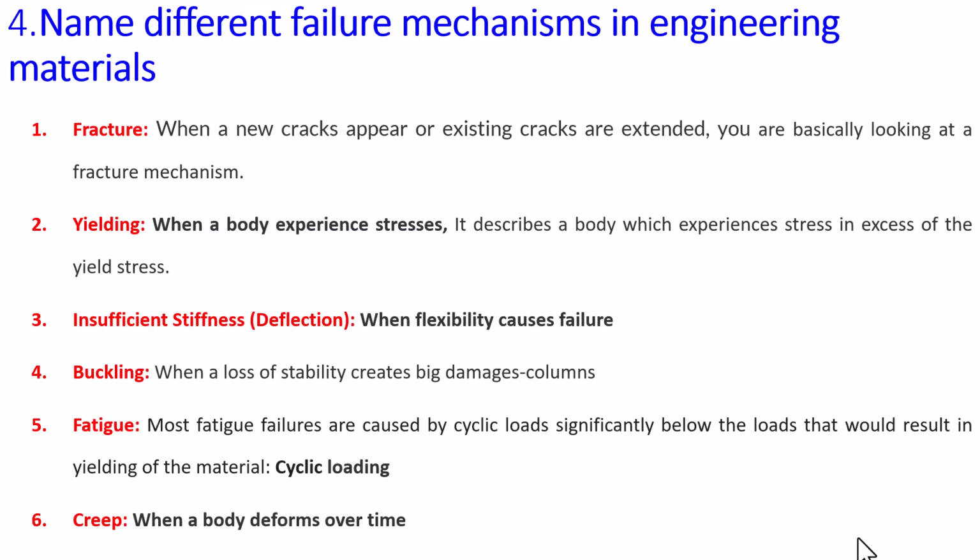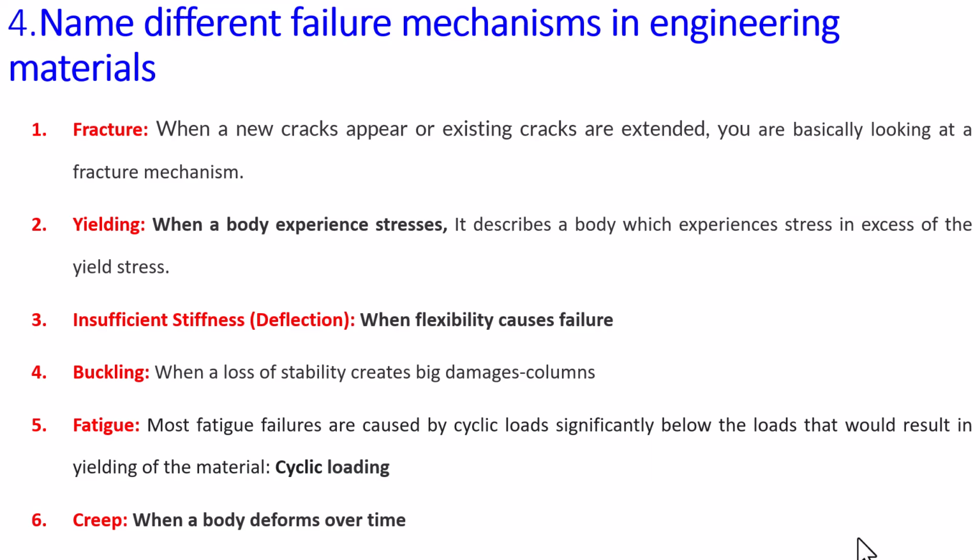Fourth question: name different failure mechanisms in engineering materials. There are a lot of failure mechanisms. Here I am going to explain six of them. First one is called fracture. You may have heard about ductile fracture or brittle fracture. When a new crack appears or an existing crack is extended, you are basically looking at a fracture mechanism. That is simply called fracturing. It may be brittle fracture, which is crack propagation, or it may be ductile fracture.